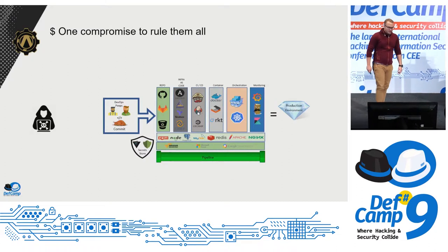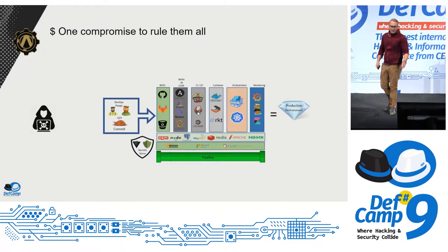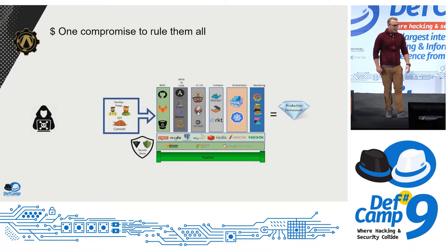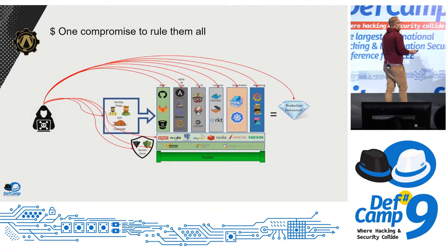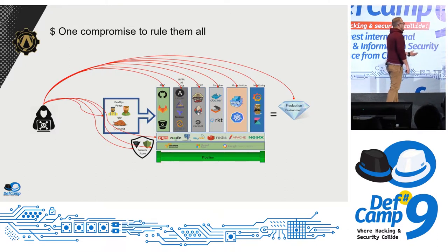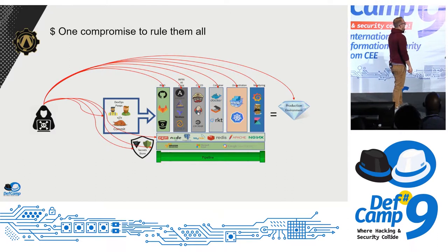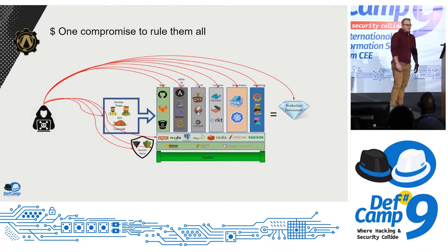But to come back to this picture, the outline is more or less that we only need one attack vector to compromise the entire infrastructure. And I'm not sure that's good, right?